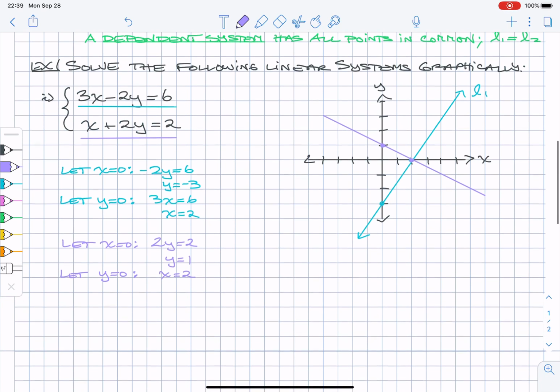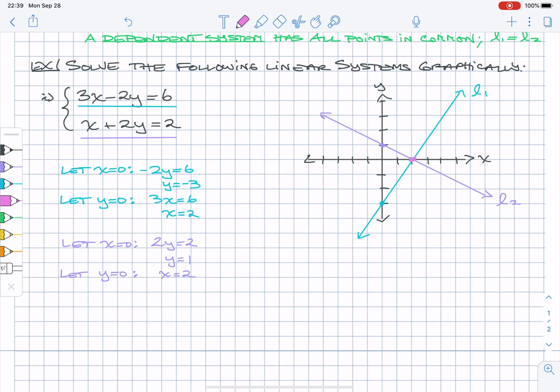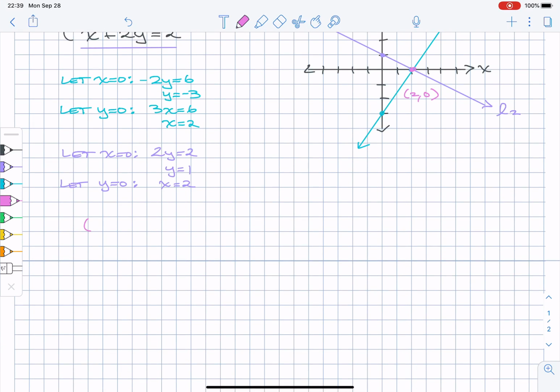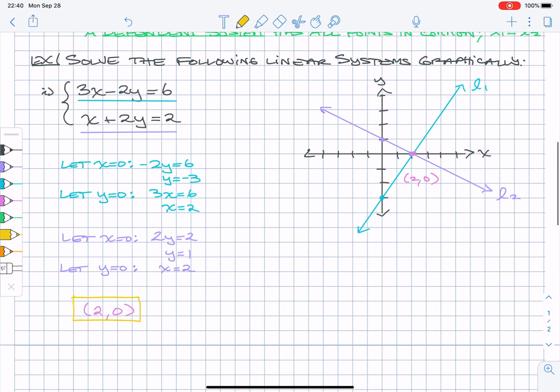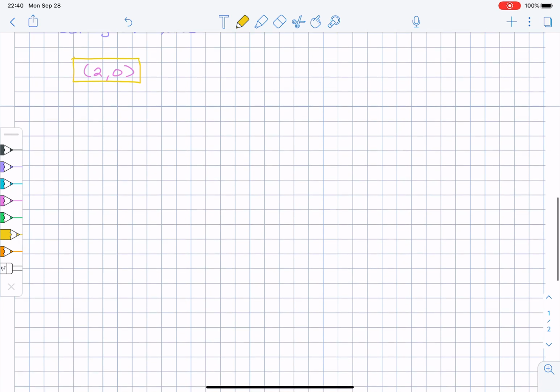There we go. So this is line 2. Notice that they have this point here at, what's that point? It's 2, 0. So that's a solution. The point they have in common is 2, 0. Okay, I'm just going to leave it uncorrected. That's sufficient. Okay, let's do another one.